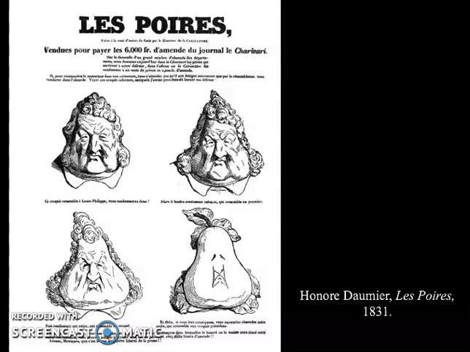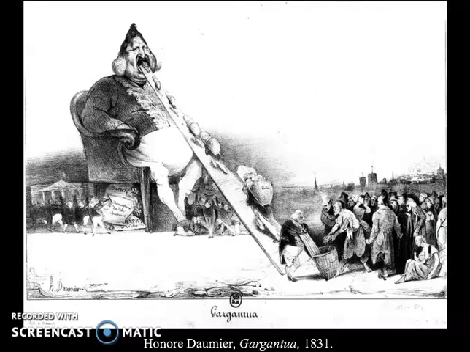This was one of several drawings that sort of made the monarchy kind of a laughingstock of the French country at the time, which they did not like. And that's really going to occur with Gargantua in 1831. And it depicted Louis Philippe as this obese monarch. He sits on a throne, and his loyal subjects feed him tax money. So here they are feeding him tax money, and he's going to chomp down on it.